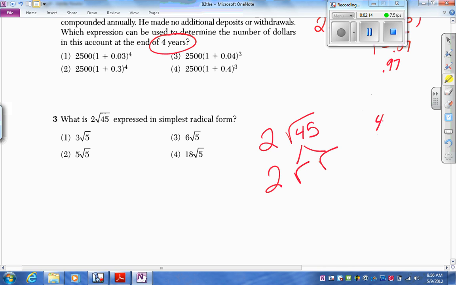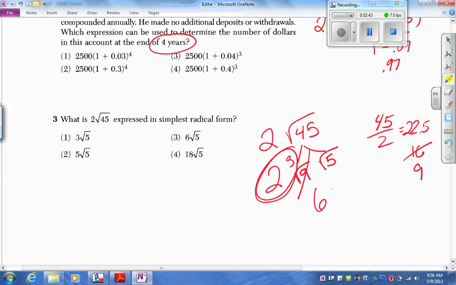We'll cut 45 divided by 2, and that gives us 22.5. That tells us where to start looking. So the first perfect square into 22.5 is 16, but 16 does not go into 45. The next perfect square is 9. 9 goes in, so I'll rewrite it as the square root of 9 times the square root of 5. Now, what is the square root of 9? 3. So this becomes 6 square roots of 5.